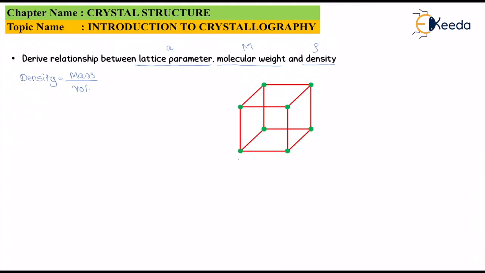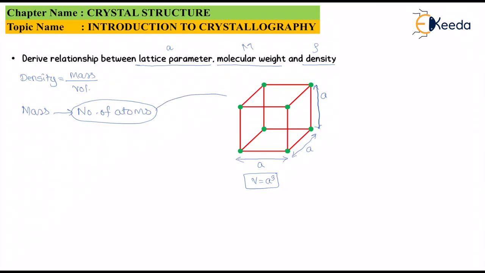Now, we know that this is a cube, so the side is a, the height is a, and depth is a again. So, the volume of the unit cube is a cubed. Mass is the most important parameter for any crystal structure because mass depends on the number of atoms in the unit cell. We'll consider the number of atoms present to be n. We'll take it as a universal number.